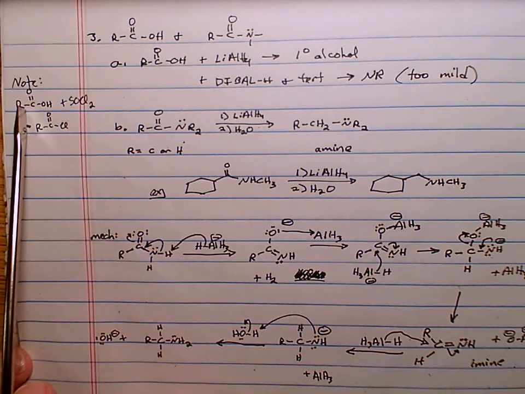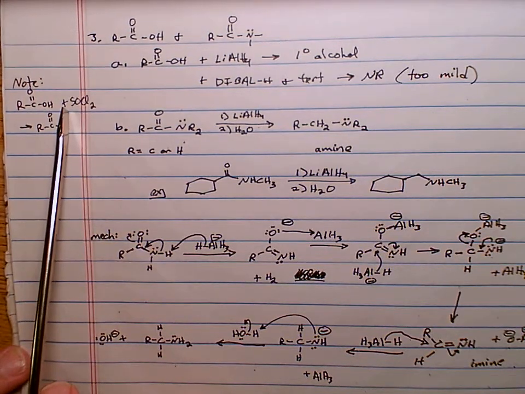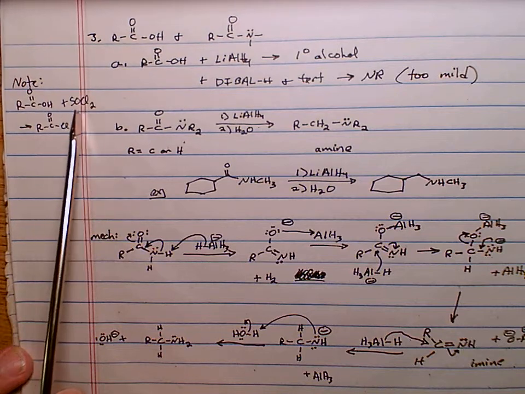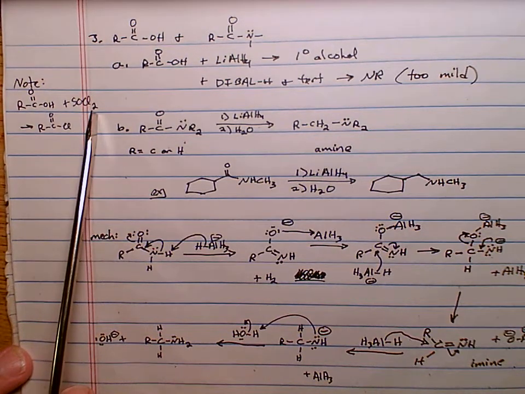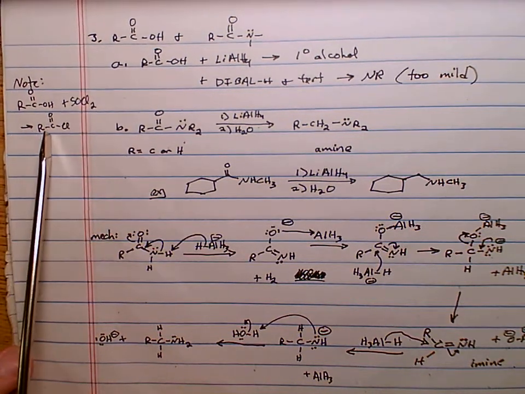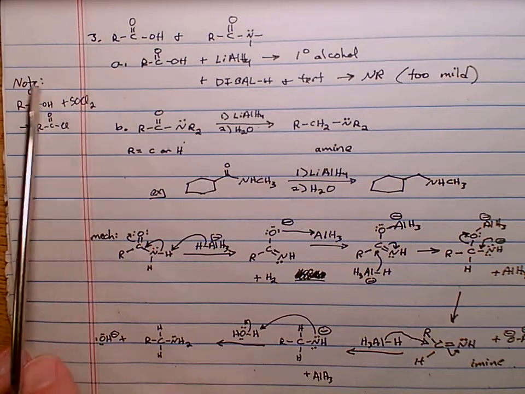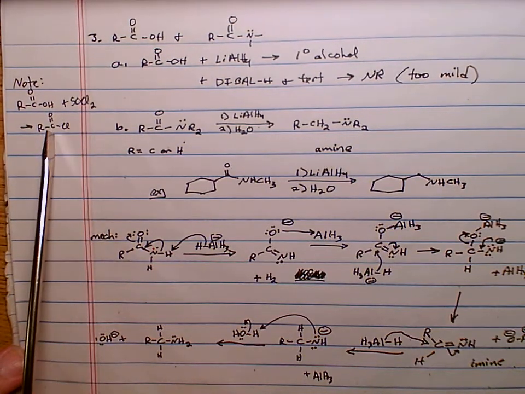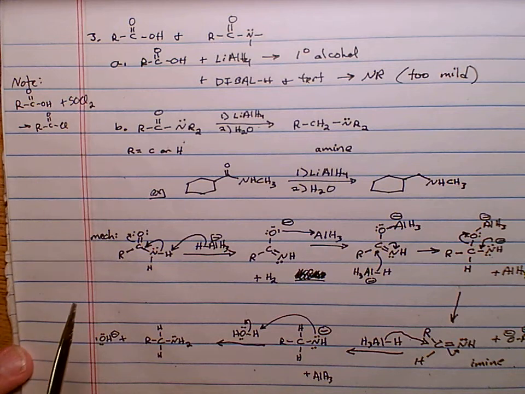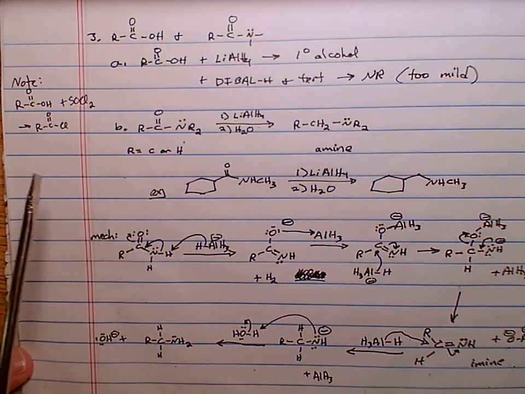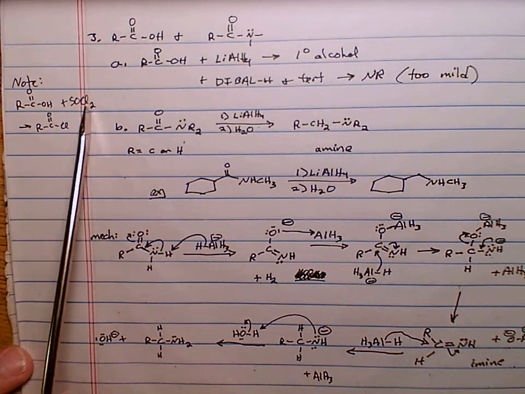There's a nice reaction. If you take a carboxylic acid and add SOCl2, thionyl chloride, what you find is you will make the acid chloride. This is a good reaction to have in your memory. Keep this in there. Recall from Organic 1 that we changed alcohols into chlorides using SOCl2.